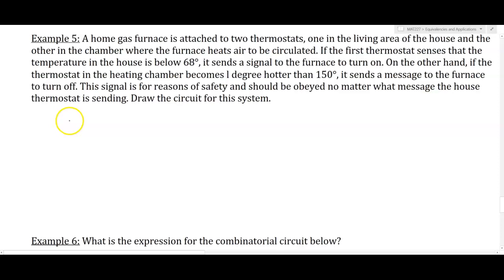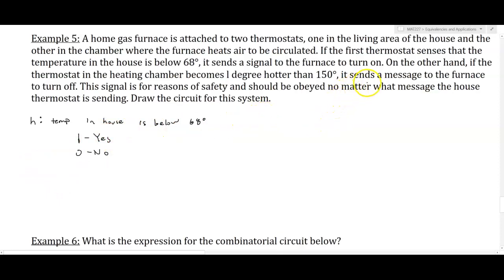So first of all, we have to think about what we have. We have two thermostats, and the first thermostat senses the temperature in the house. So I'm just going to call this signal H. I'll write this as: the temperature in-house is below 68 degrees. A signal of 1 would mean yes, it is. 0 would mean no, it's not.